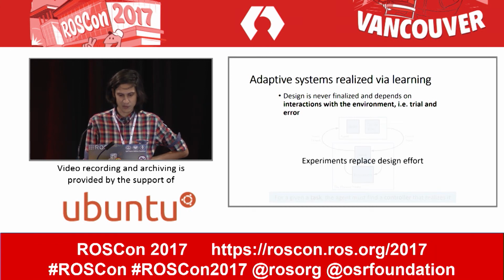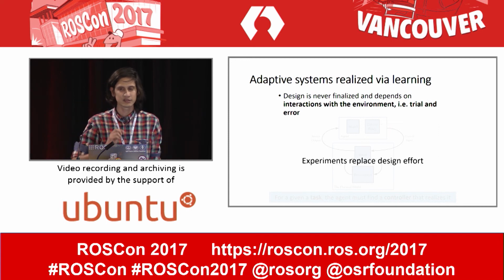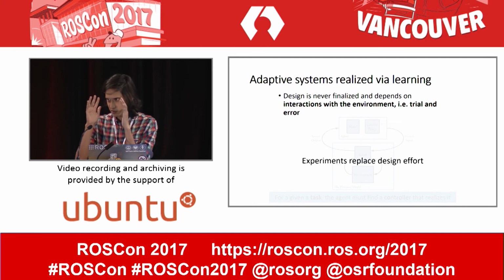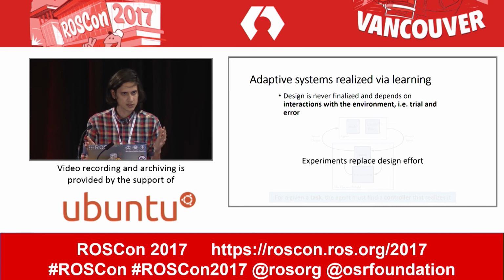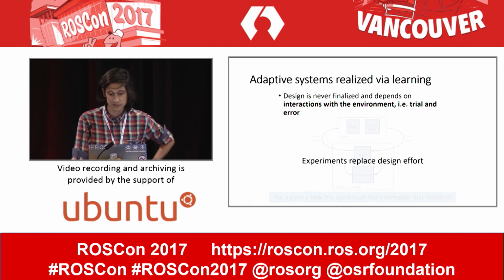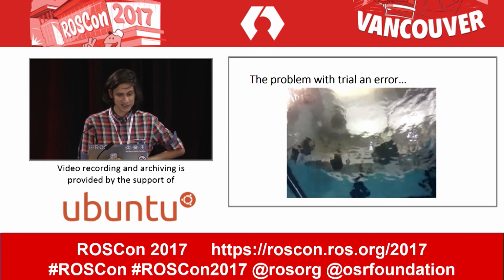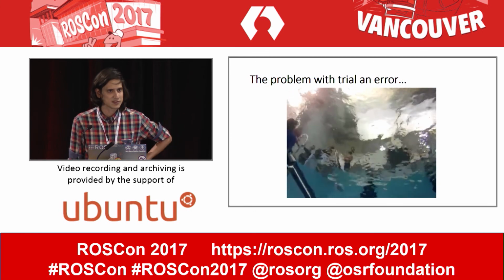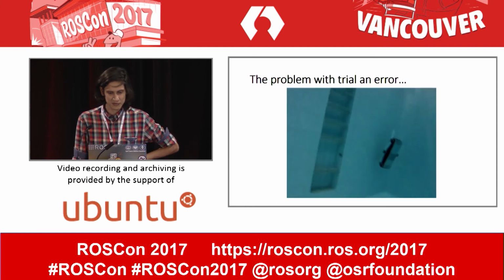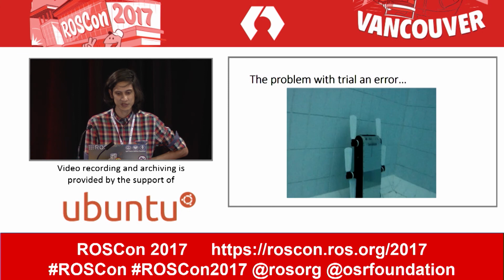So now the whole idea of reinforcement learning algorithms is that you replace your design effort, where you're trying to figure out what are the situations that the robot is going to encounter in the future, with letting the robot do experiments by itself. Well, the problem with trial and error is that, again, going back to that robot diving example, if your robot does not know how to recover, then you need a person to go pick it up.